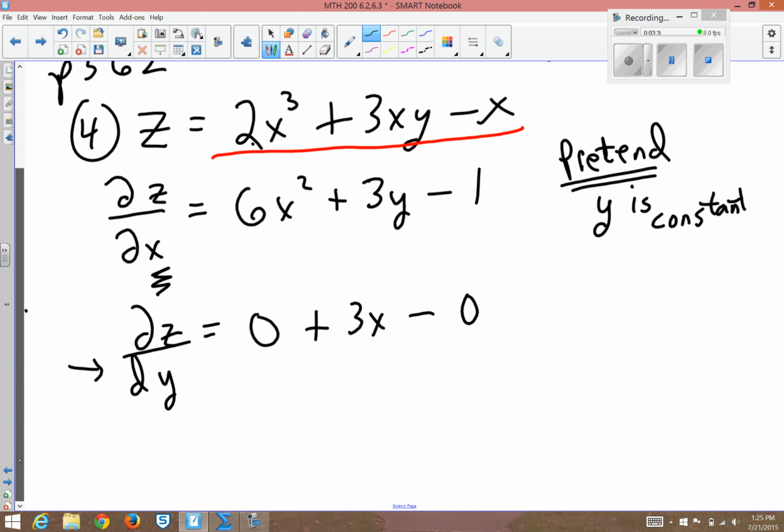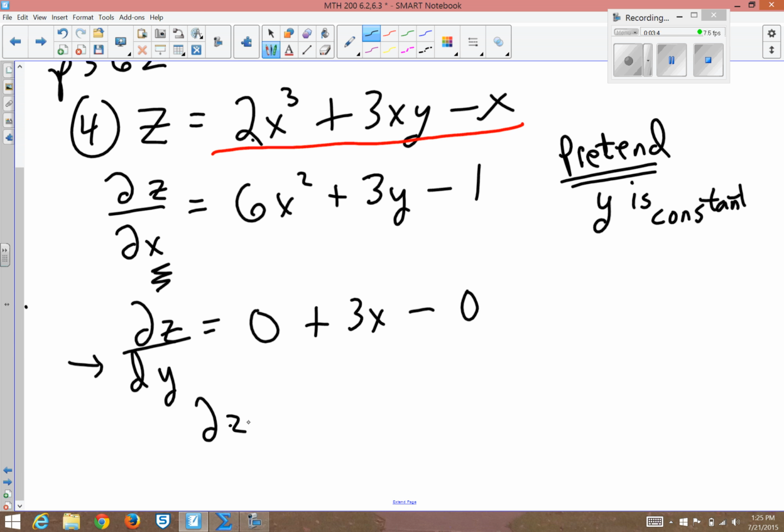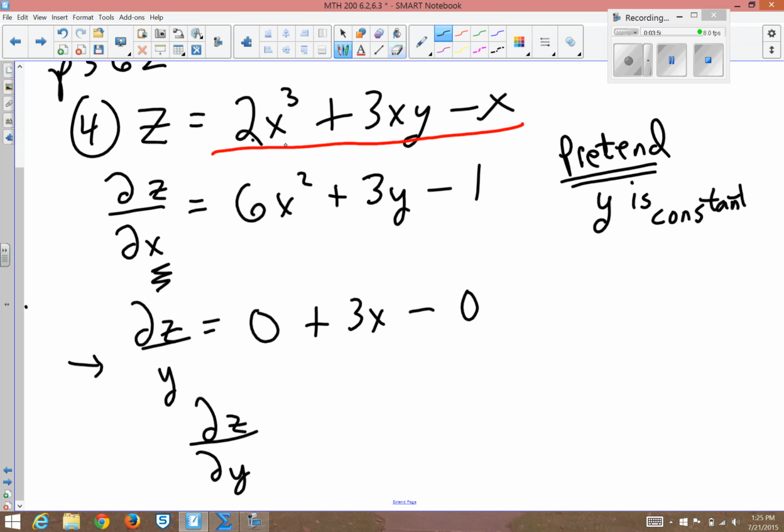So we say the partial derivative of z with respect to y. I actually have the wrong symbol here. These are not supposed to be regular d's. The answer up here is 3x.